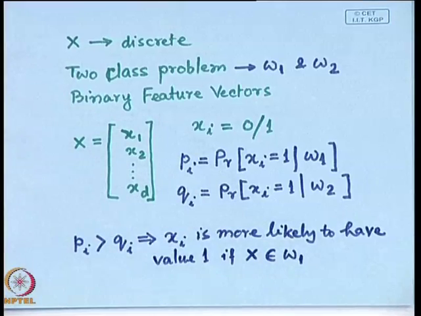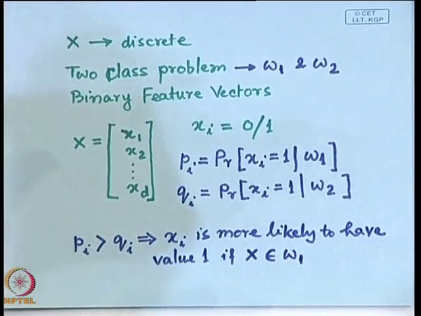Okay. Because it is the probability of assuming a value equal to 1, right, when the true state of nature, the true class, is omega 1 or when the true class is omega 2. So, if p i is greater than q i, that simply means that if the sample is taken from class omega 1, then it is more likely that the ith component x i will have a value equal to 1 more frequently if the vector is taken from class omega 1.